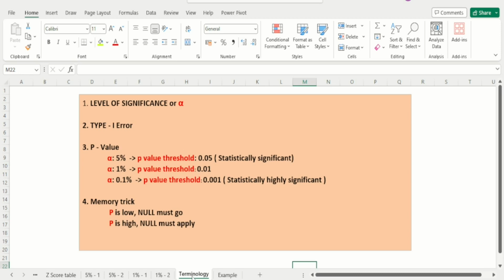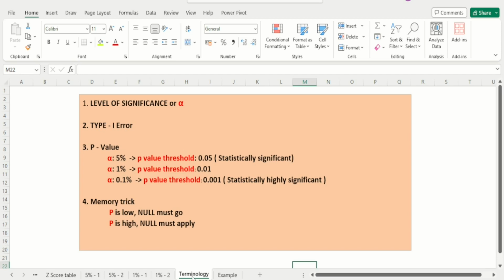Remember that you can select different levels of significance. You can select a level of significance as 5%, 1%, 0.1%. It's an arbitrary choice. But given that you have selected a certain level of significance, your p-value threshold for measuring if your sample is higher or lower will change. So if your level of significance is 5%, then you will compare the p-value of your sample against 0.05. If your level of significance is 1%, you will compare it against 0.01, and so on.